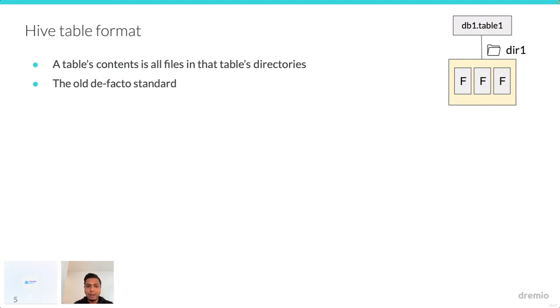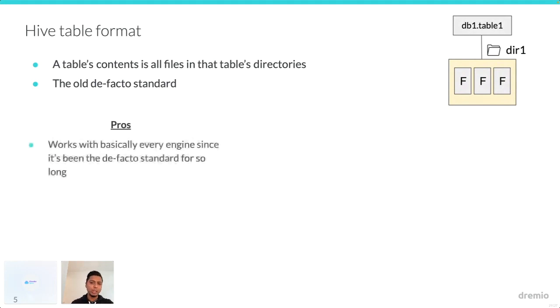Facebook built Hive for SQL on Hadoop. You did not need to write MapReduce jobs to process the data, and it allowed data to be used by a lot of users like analysts. So being the de facto standard definitely has reasons and advantages behind it, and we're going to look through a couple of pros and cons. First, it works with basically every engine, and there was no other table format until this point in time to allow that.